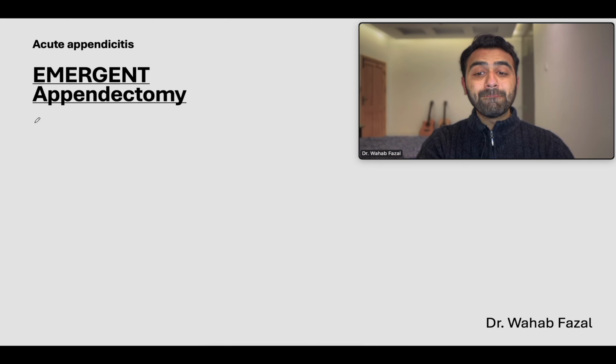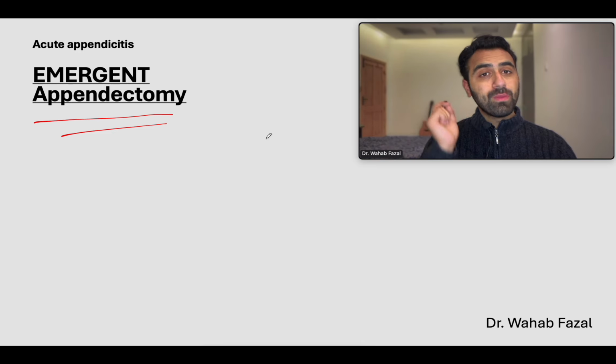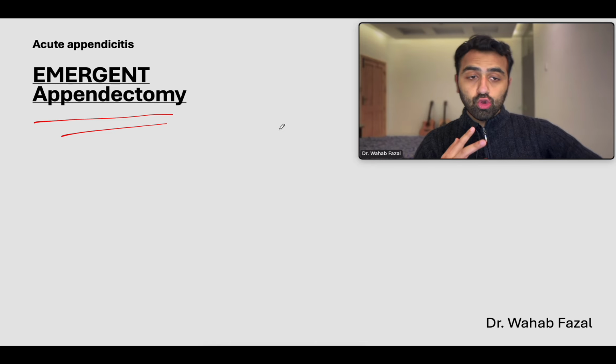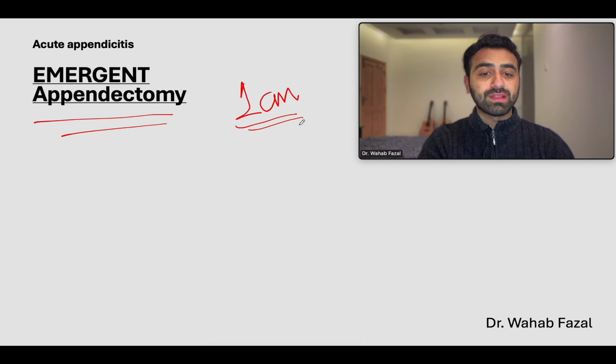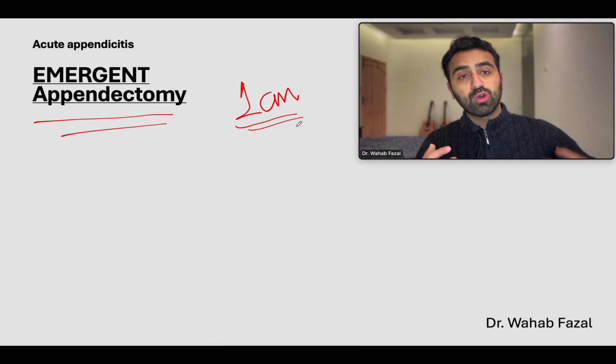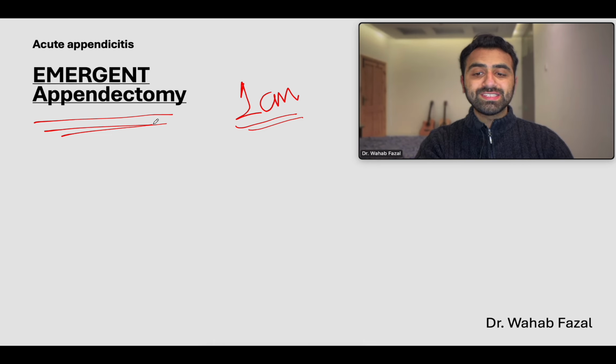When do you do an emergent appendectomy? Again, we talked about the management for each type of complicated appendicitis. If it's a stone, you do an appendectomy. If it's a tumor, you might have to do an appendectomy. If the tumor is very big, you might even have to take the whole right colon out. The usual size cutoff is around 1 centimeter. If the tumor is bigger than 1 centimeter, you might have to take out the whole right side of the colon.